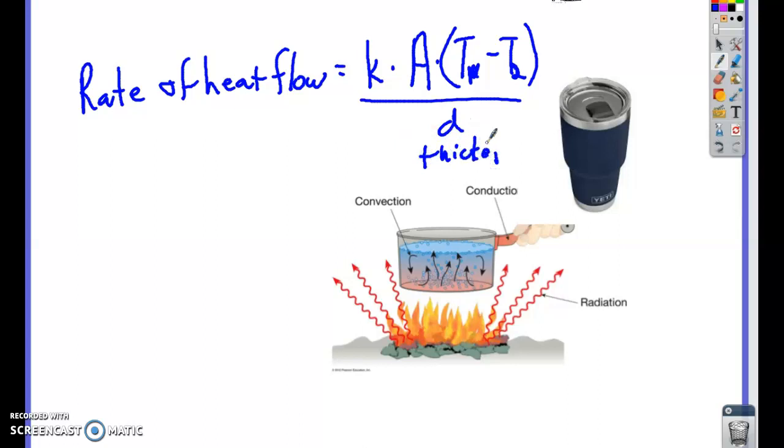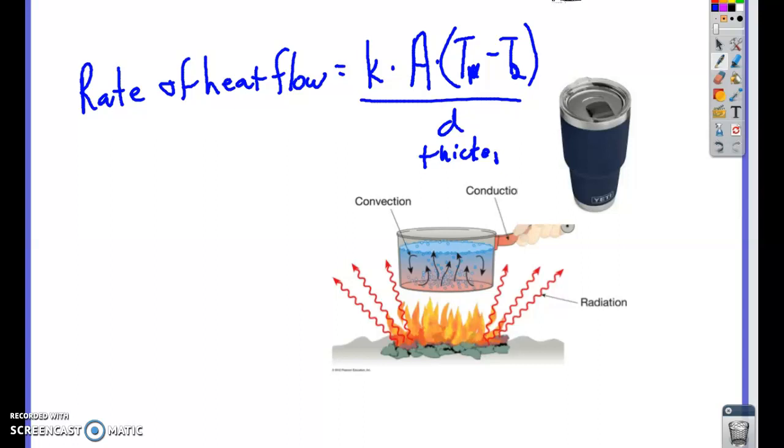So the thicker the substance, the slower the heat flow. The smaller this number, the faster the heat flow. These ones on top, the bigger the temperature difference, the bigger the surface area, the bigger the K value, then the faster the heat flows. We're not going to really calculate a lot of those, but I just want you to know that general principle, how that works. Now, if we have time, I'll come back and work the problem that's in your handout, but I'd like to talk about the last part real quick.